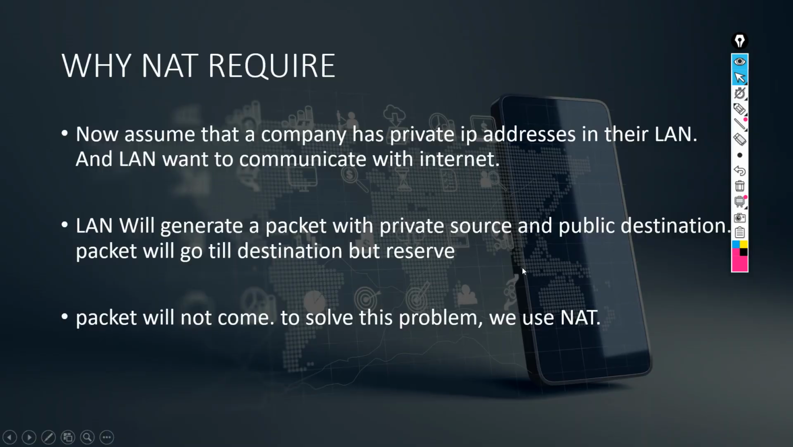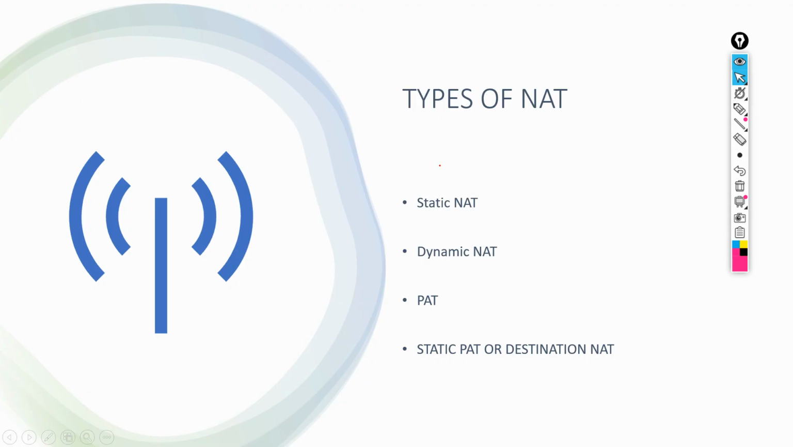Okay. So now next, why is NAT required? I already explained this. Assume that a company has private IP addresses in their LAN, and the LAN wants to communicate with the internet. The LAN will generate a packet with a private source and public destination. The packet will go till the destination, but the reply packet will not come. To solve this problem, we use NAT. That we already explained, right?